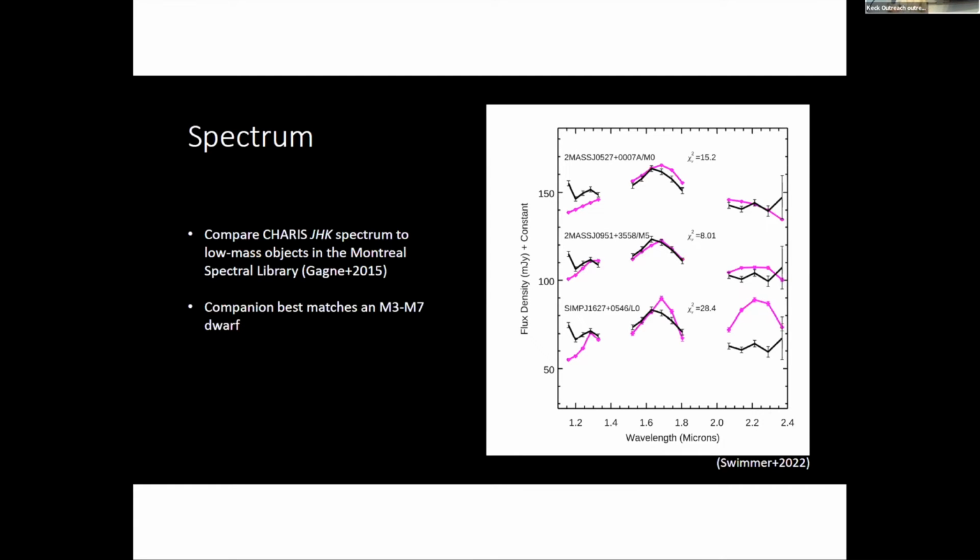And what we find when we do this is that our companion most closely matches an M3 to M7 spectral type M dwarf. And so just keep that in mind going forward, but we'll put a pin in that for now.